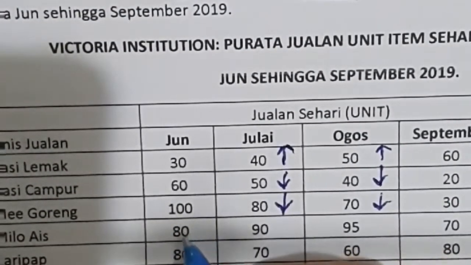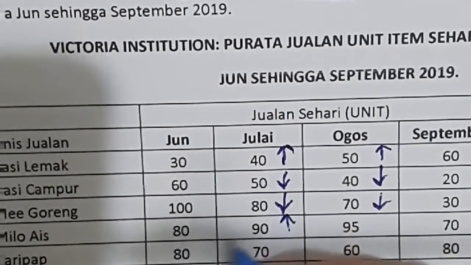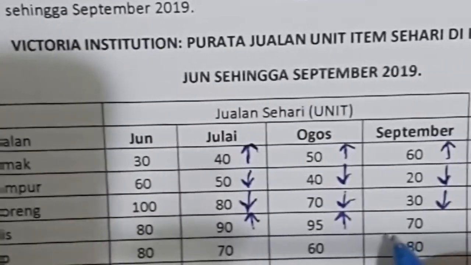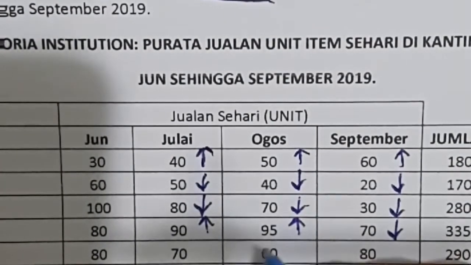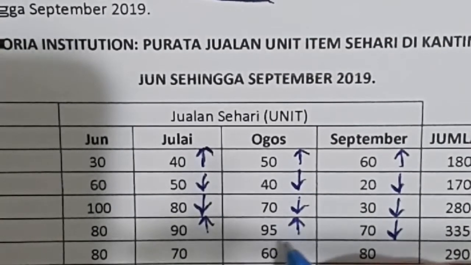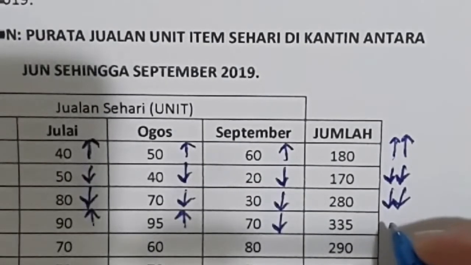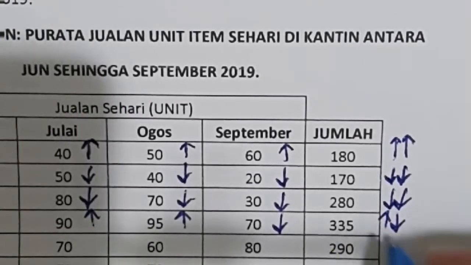Alright, let's say Milo Ice. Milo Ice meningkat 80 to 90. And then the following month 90 to 95. Meningkat sikit, okay. And suddenly it goes down. There is a change. Can you see? Mula-mula meningkat, lepas tu dia menurun. So this sort of pattern kita panggil dia sebagai tidak konsisten jenis meningkat dan menurun. It's not consistent. Mula meningkat, lepas tu menurun. So its full name is pola perubahan tidak konsisten jenis meningkat dan menurun.